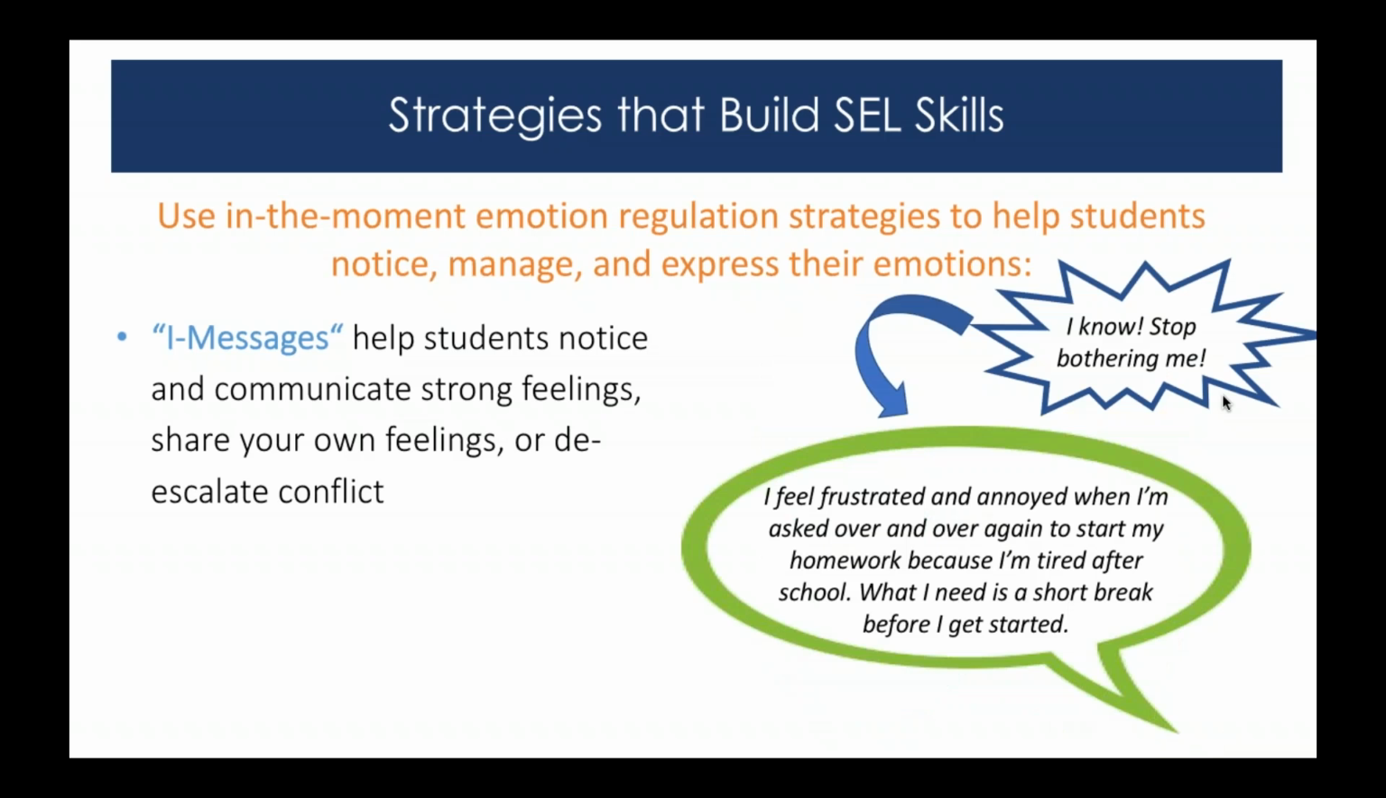So for example, if a kid that you're working with says, "I know, stop bothering me," you can ask them to sort of rephrase that thought with an I message to more clearly communicate how they feel and what they need from you in that moment. So it could be something like, "I feel frustrated and annoyed when I'm reminded over and over to do my homework because I'm tired after school, and what I really need is a short break before I get started."